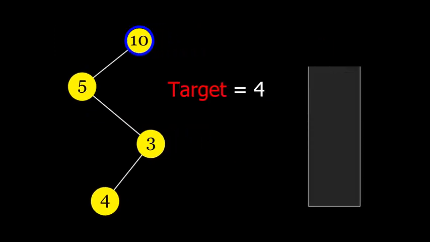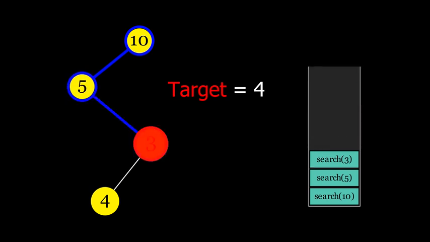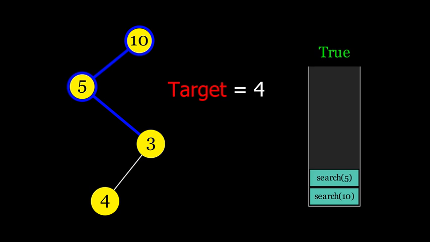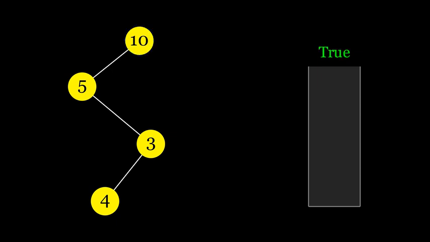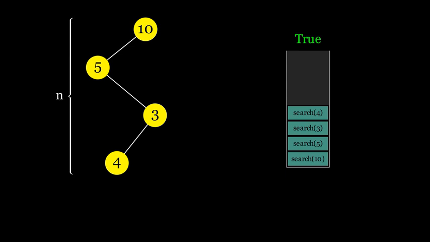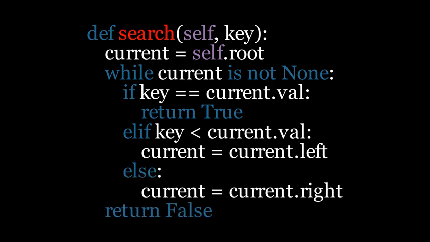However, in the worst-case scenario where the tree is unbalanced, the height of the tree is comparable to the number of nodes, leading to both time and space complexities degrading to big O of n. That was the recursive approach. The same thing can also be done in an iterative manner.